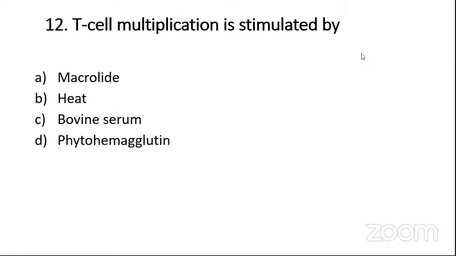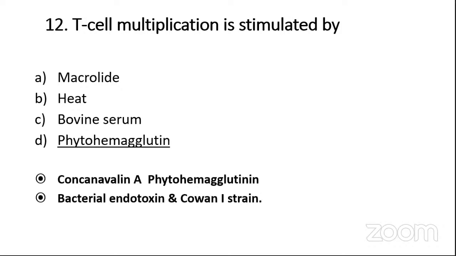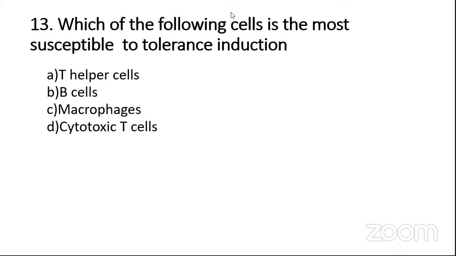T cell multiplication is stimulated by, this you should tell. Phytohemagglutinin. Okay, whereas bacterial endotoxin and Cowan-1 strain will stimulate B cells, concanavalin A and phytohemagglutinin will stimulate T cells. Which of the following cells is the most susceptible to tolerance induction? What is tolerance? Tolerance is a state of unresponsiveness of the immune system to an antigen.